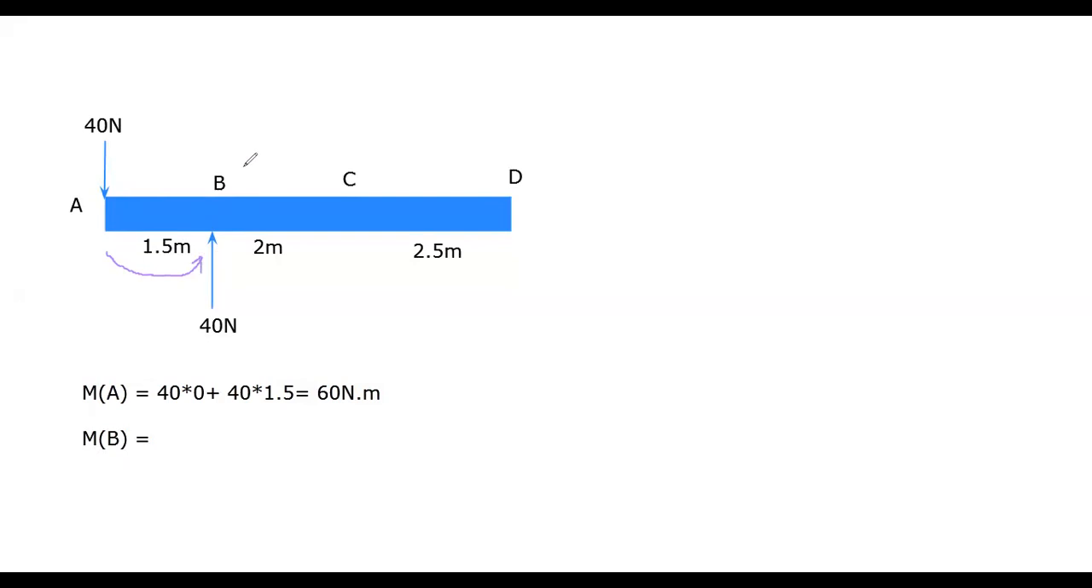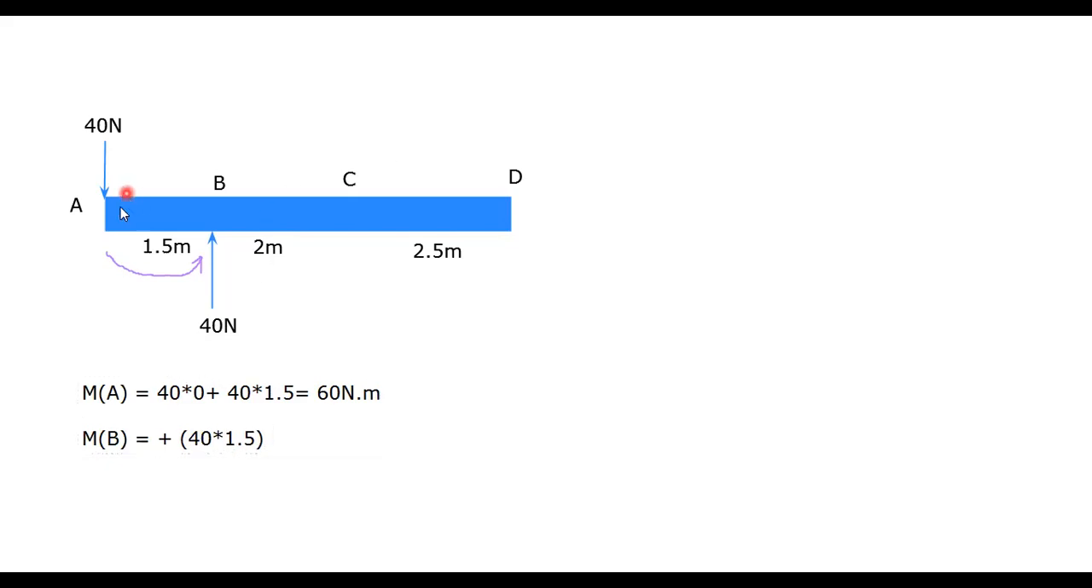So again this moment is in anti-clockwise manner. As it is anti-clockwise, 40 multiplied by the 1.5, it will have a positive sign. Remember, this will have a positive sign. 40 multiplied by 1.5. Okay.